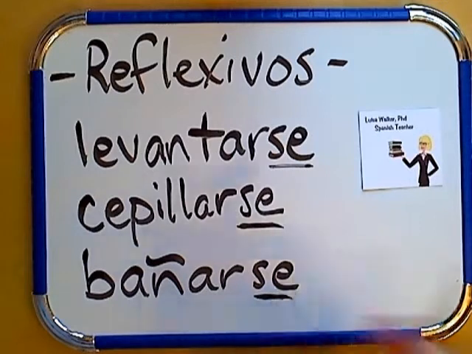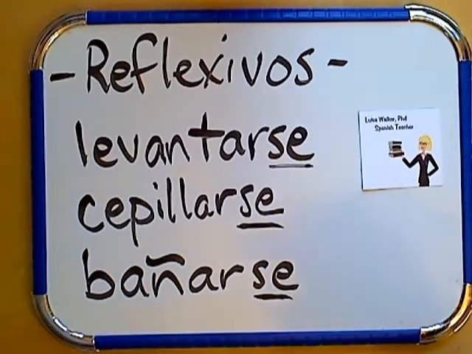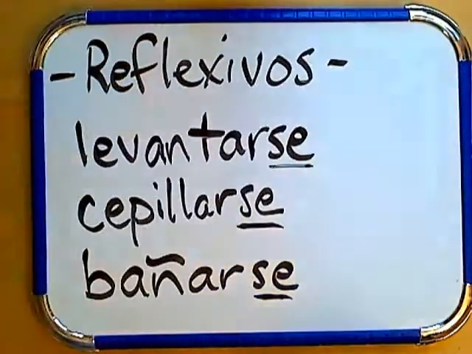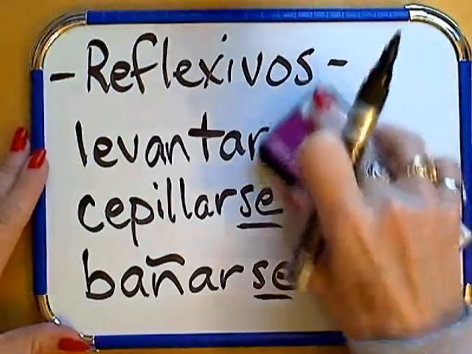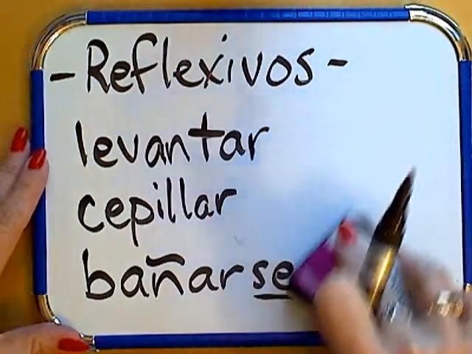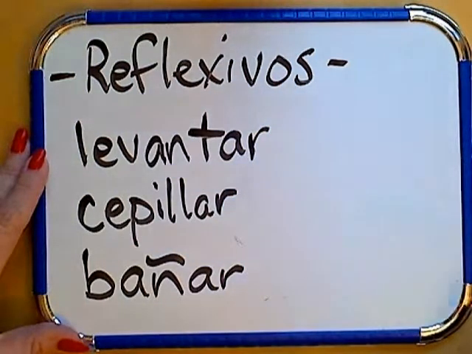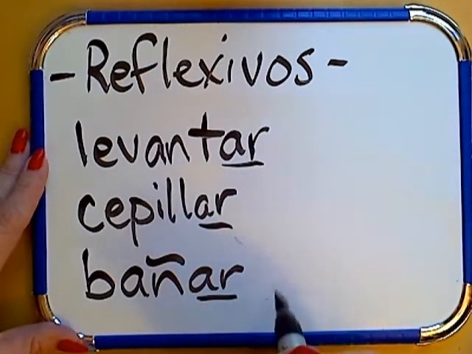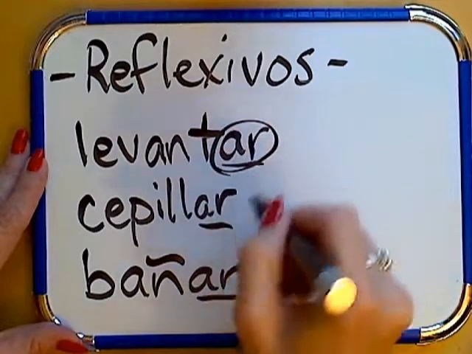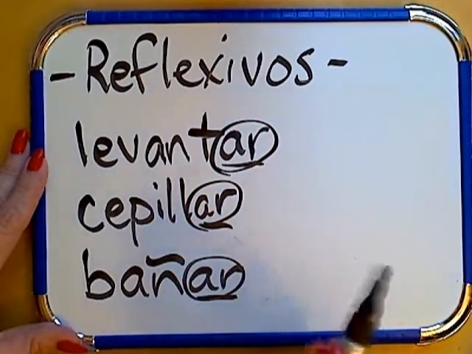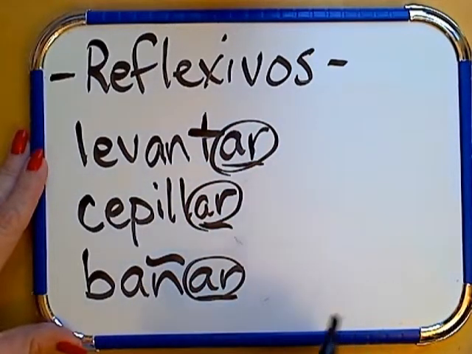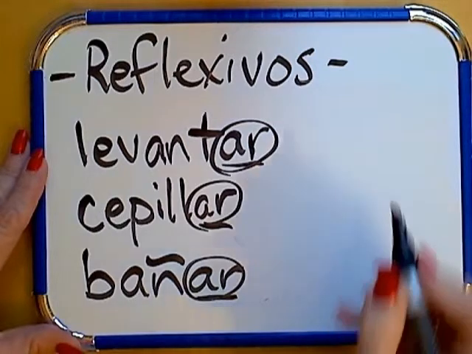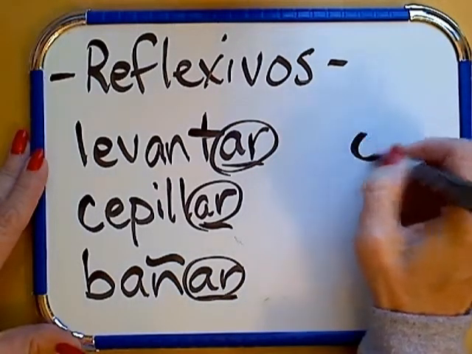But these are basic AR verbs to use once you have taken off the SE. So let's take the SE off to show you how these are basic AR verbs. So if we're going to put this in the yo form, remember how we take the AR off, and what do we put on the end of verbs to make them the yo form? We put an O on the end, right?